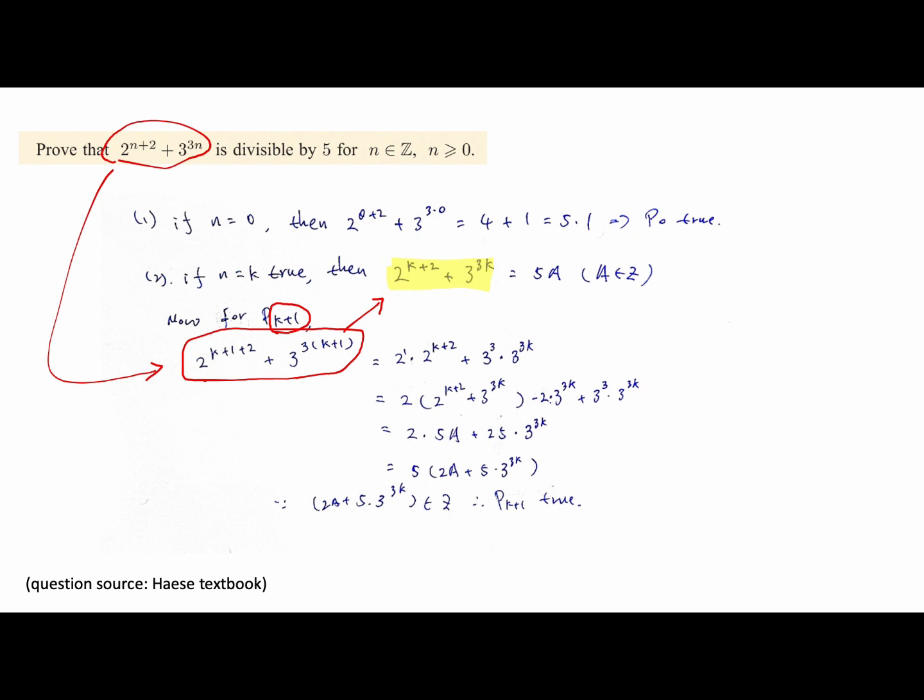So I would split this power, and I would split this power. This one is literally 1 times by 3, because you have a 3 in front of the bracket. Then I split them into 2 to the power of 1 times 2 to the power of k plus 2, and 3 to the power of 3 times by 3 to the power of 3k.